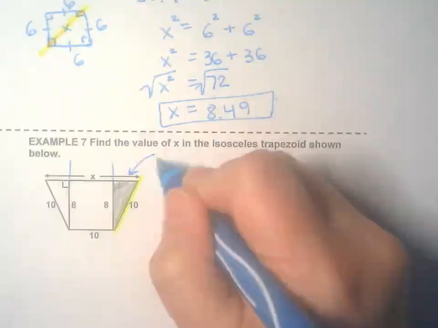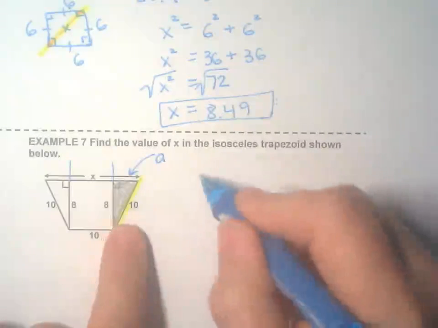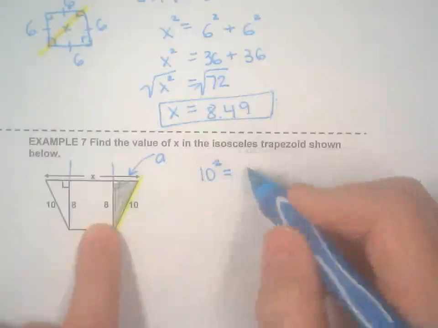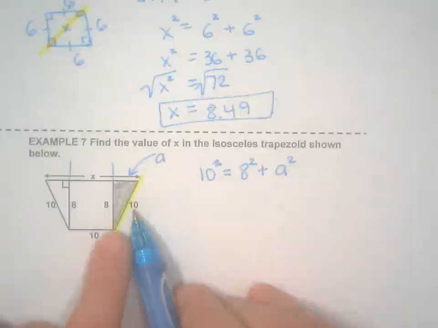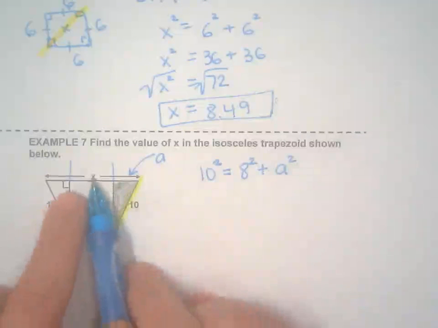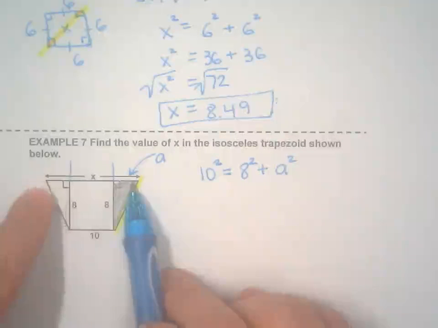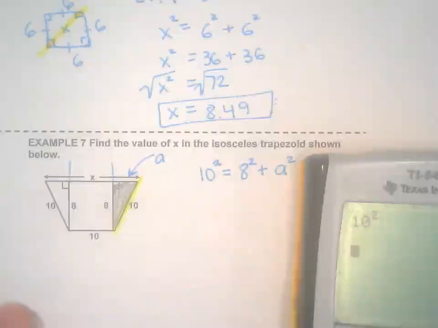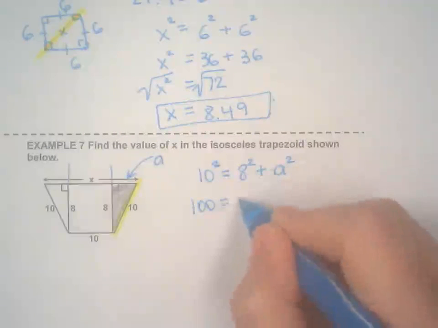Okay, let's name it A, that way we don't get confused. So we have the hypotenuse right there, 10 squared, and then square the legs. So hypotenuse squared, leg squared, leg squared. Before we can find x, we need to find this leg right there because it's part of the triangle, therefore it's part of the trapezoid. So 10 squared is 100. 8 squared is 64.